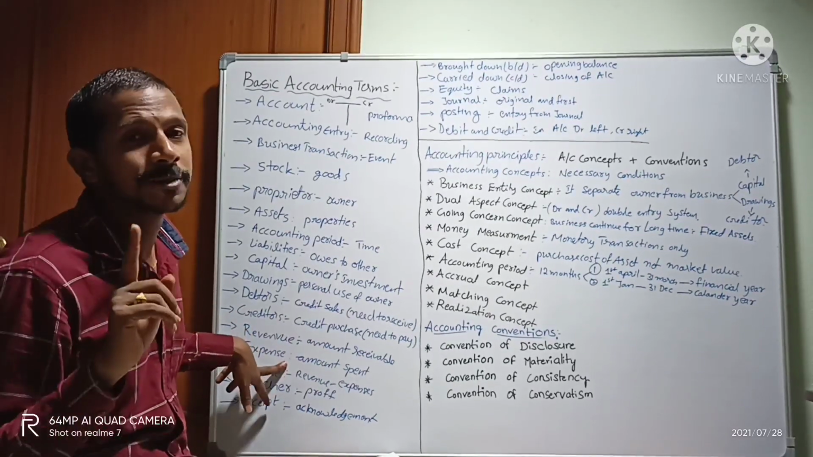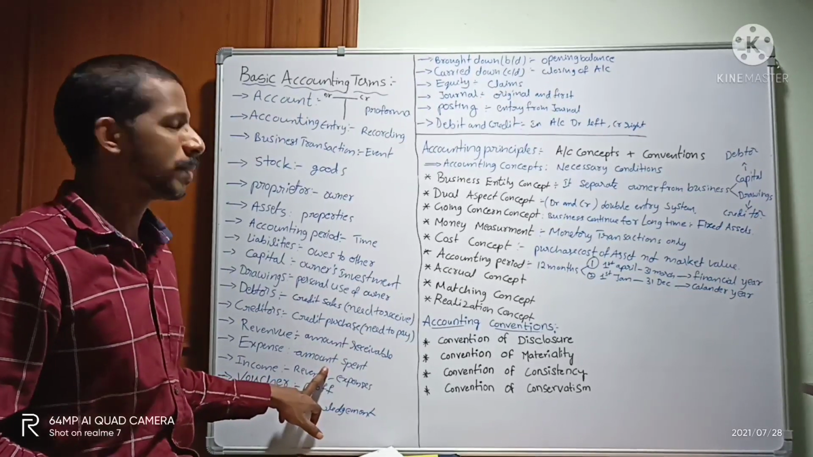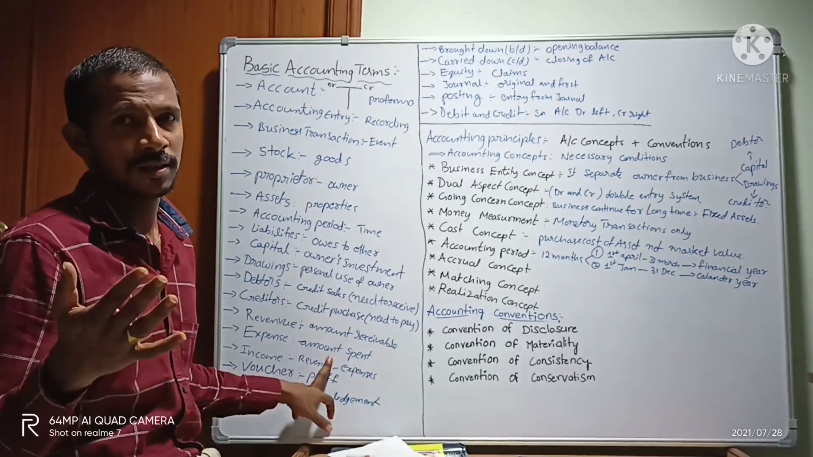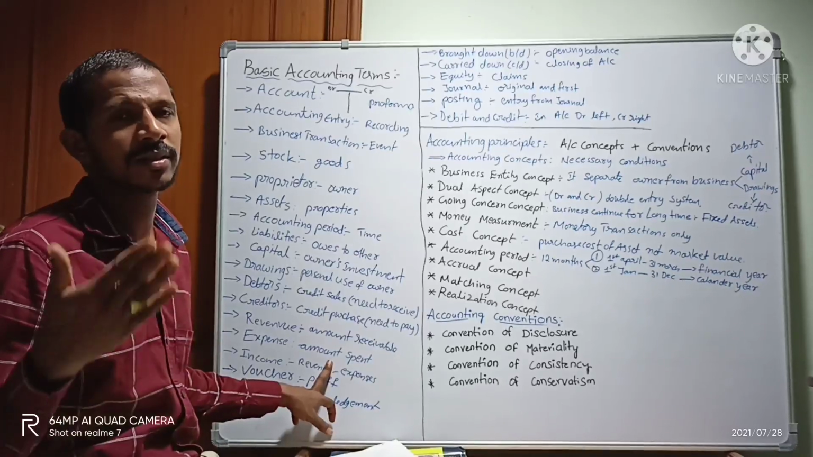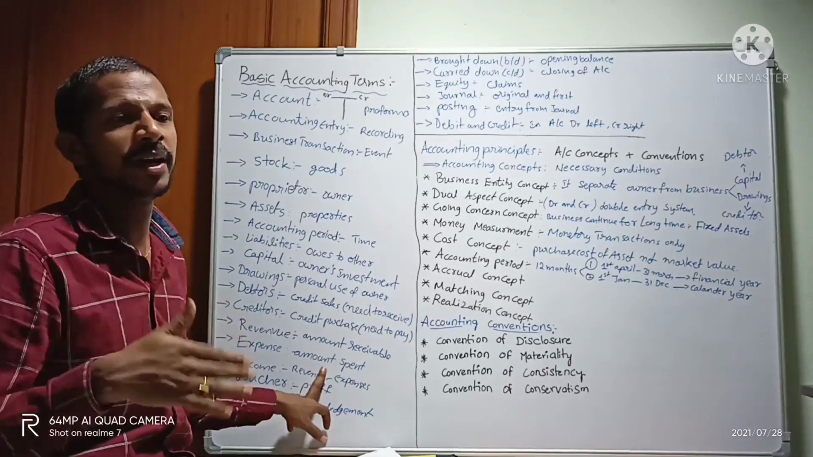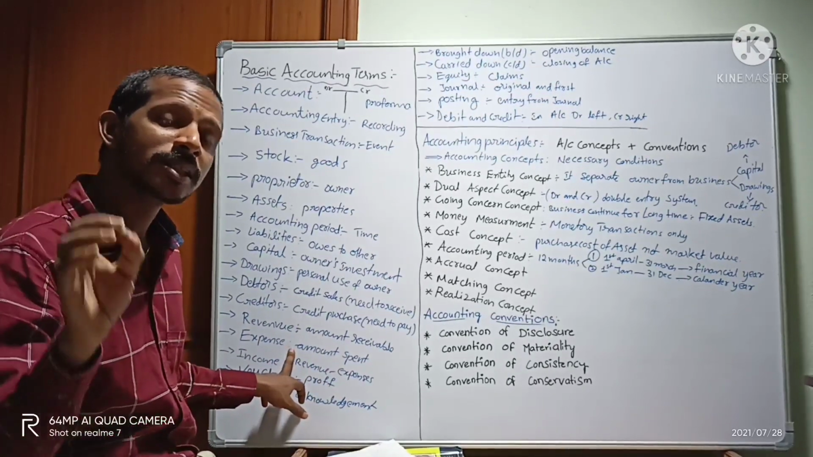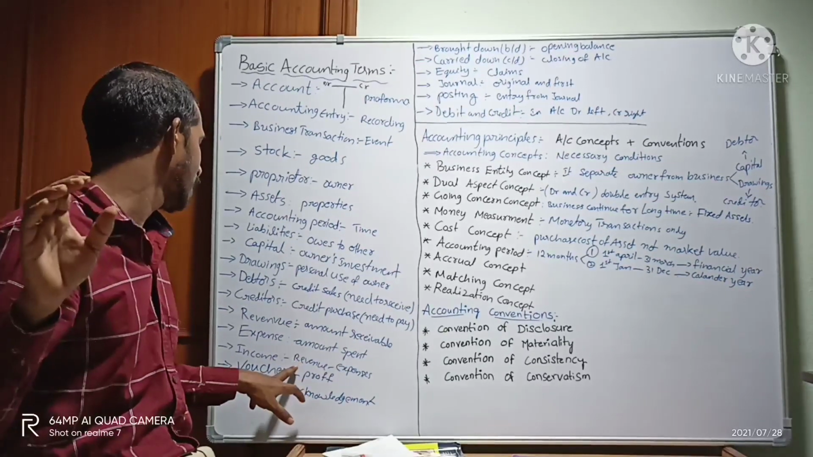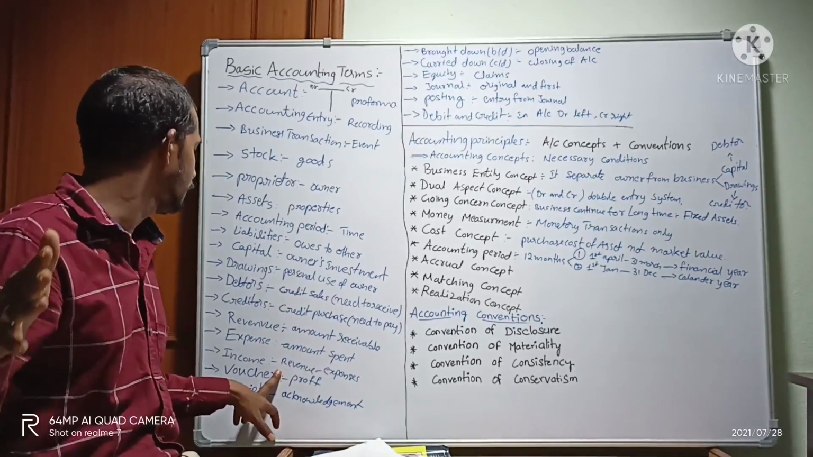Next, expenses. Expenses means the amount spent. That amount spent to purchase something, or on charges, or on making something. So we have to pay. That is what we are spending on things in the business, and we call it the expense. The amount we spend is nothing but expenditure, like salaries and wages. All those things are expenditure only.